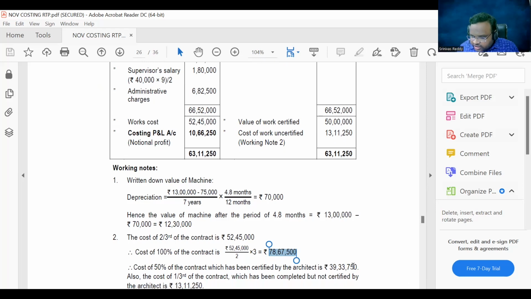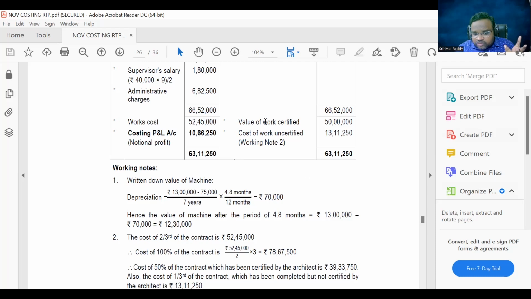How much profit have you recognized? 39 lakh 33,750, and 50% of the work certified minus 50 lakhs. How much are you getting? 10 lakh 66,250 is the profit. So the balance would be the cost of work uncertified. So what is the total cost of work? Worked out 78 lakh 67,500. Out of this, or you can do it in a similar way.